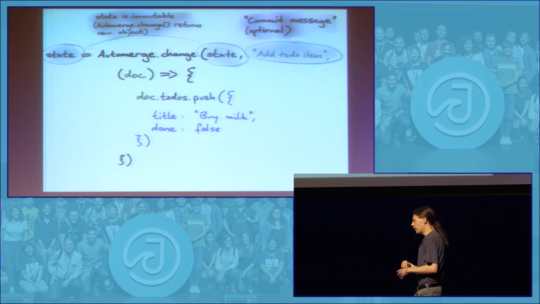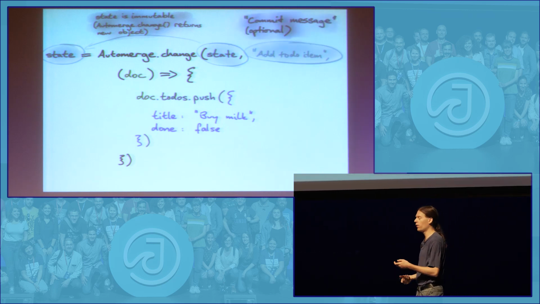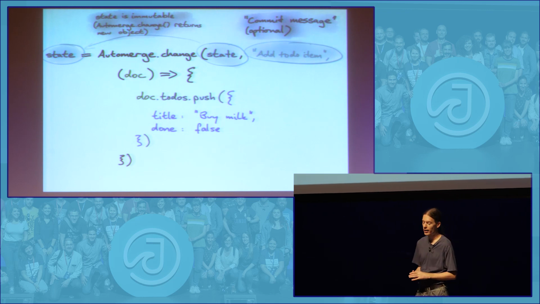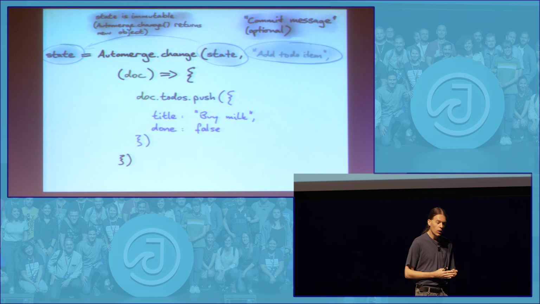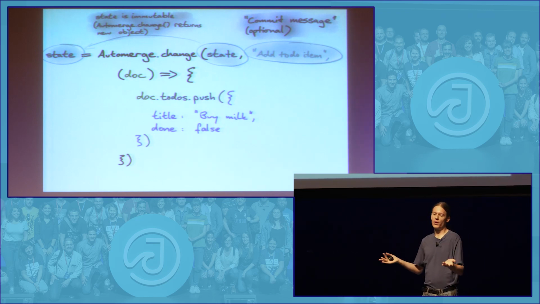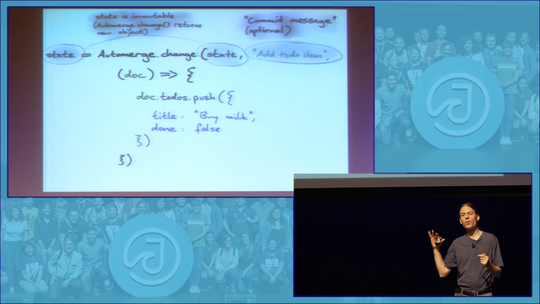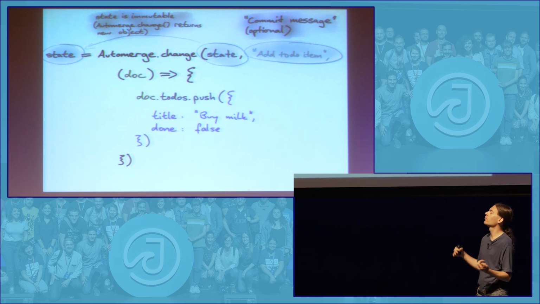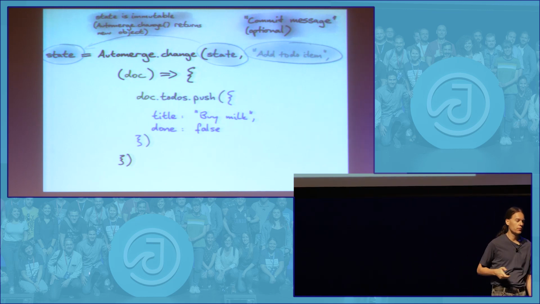The second parameter here is some kind of message, and this is just a human-readable message. You can put what you like here. Think of it like a commit message in something like Git, where you just put some kind of description of what happened. This is not interpreted by Automerge in any way, but it's useful if you want to inspect the history of changes later, exactly in the same way as a commit message would be.